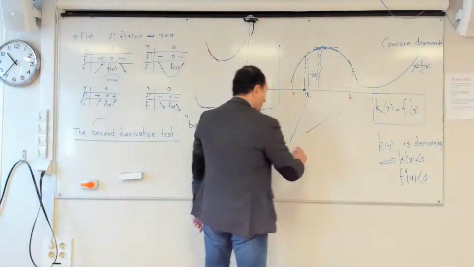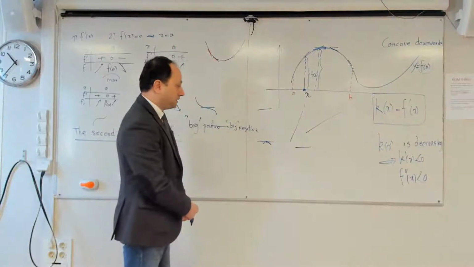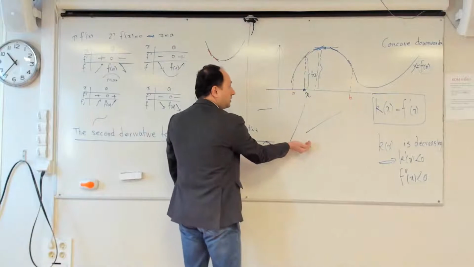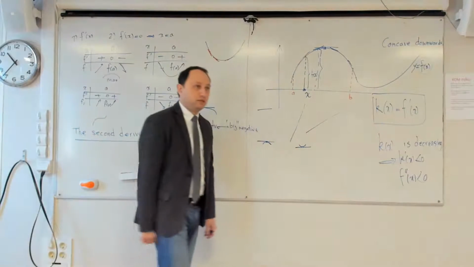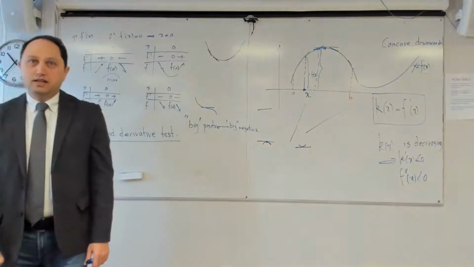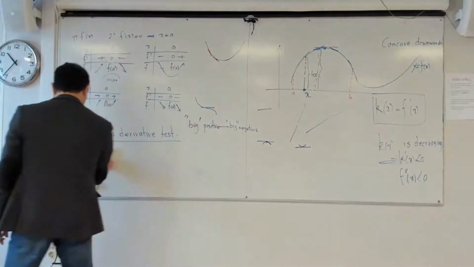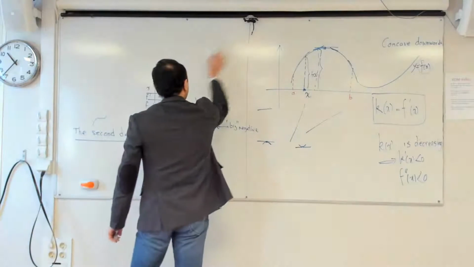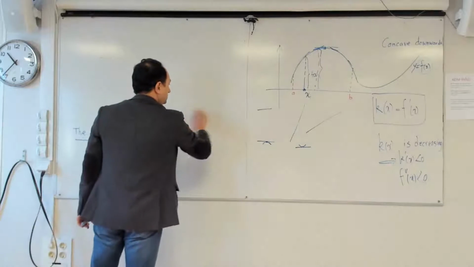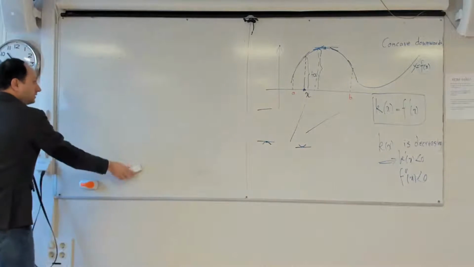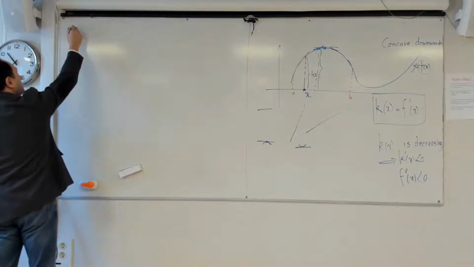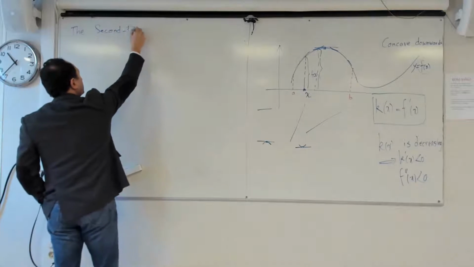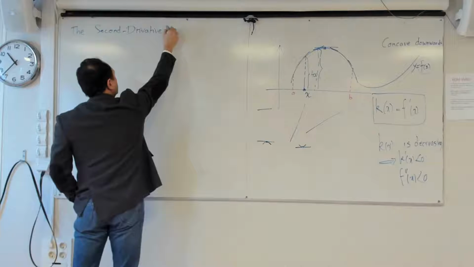Now again, if this is the horizontal slope, and then you have this behavior where the function is concave upward, then this is clearly a minimum. Is that clear? So that is the content of the second derivative test that I just want to write here for you. So this is today's lesson now. The second derivative test.